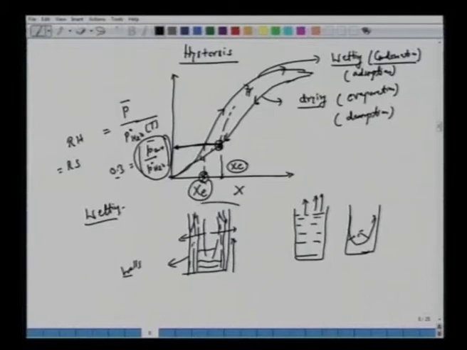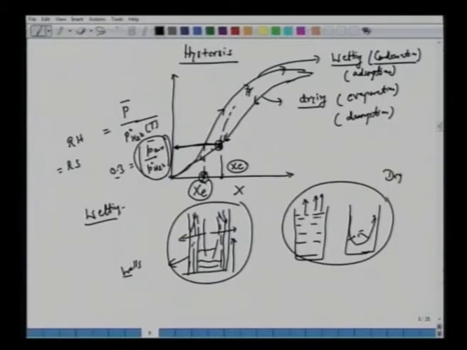So the mechanism of wetting and the mechanism of drying in the case of pores of a porous solid is different. That results in hysteresis. Whenever we have hysteresis in any context, that means the mechanism of a certain phenomenon in one path is different from the other path.